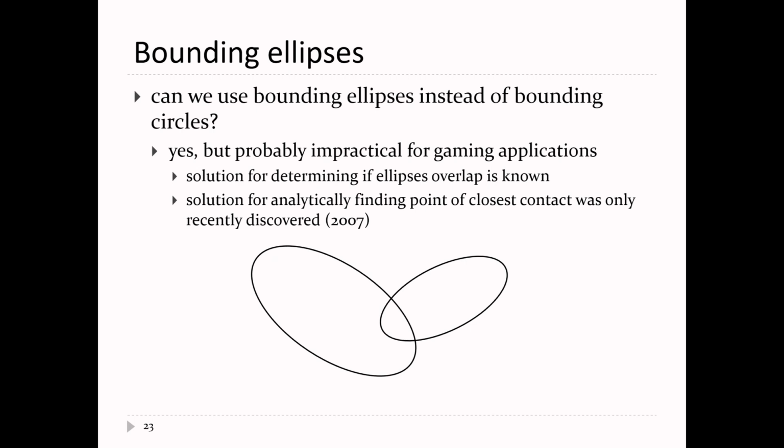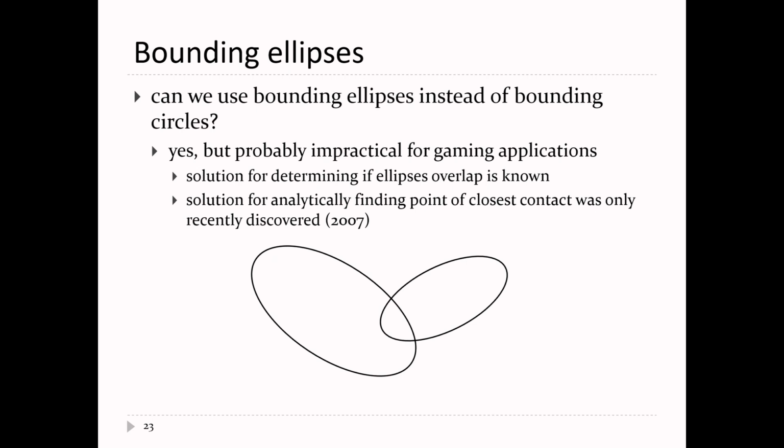Right? Okay, so what do you have to do? Well, I have to determine, do the two ellipses overlap? Right? And so it turns out that is not as easy to do as you might think. It turns out it's sort of hard. The answer has been known for some time. So to determine whether or not they overlap, it's possible to do.